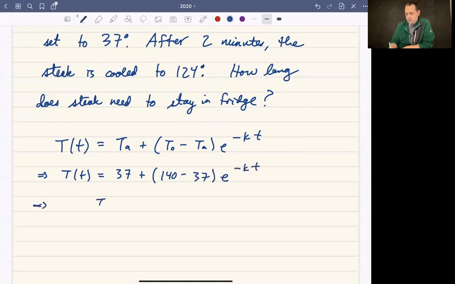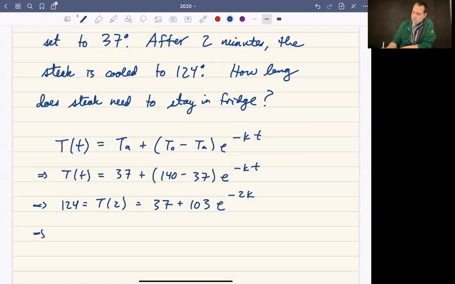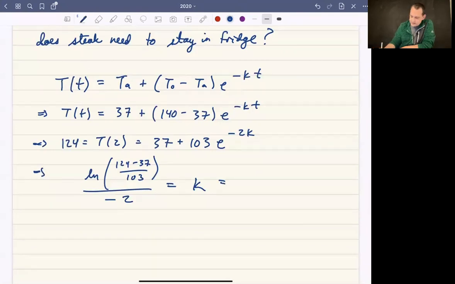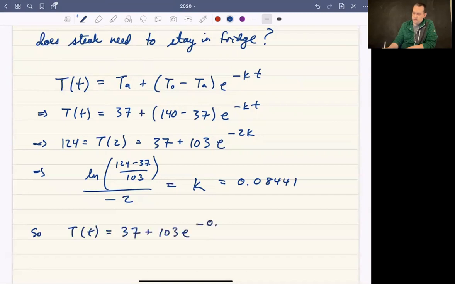We know that T of 2 on the one hand is going to be 124, and on the other hand is going to be 37 plus 103 e to the minus 2k. Then we can solve this equation for k, and what we would get would be the natural log of (124 minus 37) over 103, all divided by -2, and that'll be our k. When we do that, we get k is 0.08441. So the equation that we need to work with is 37 plus 103 e to the minus 0.08441 t.